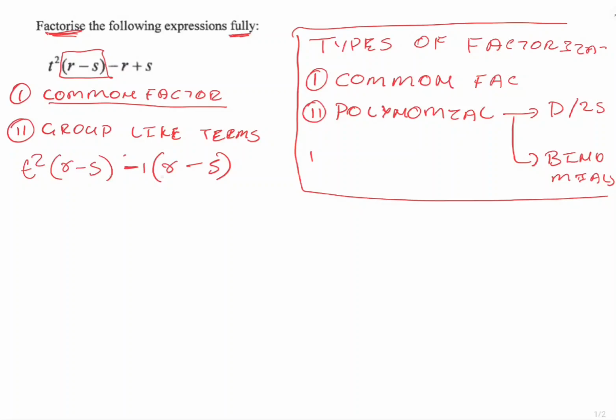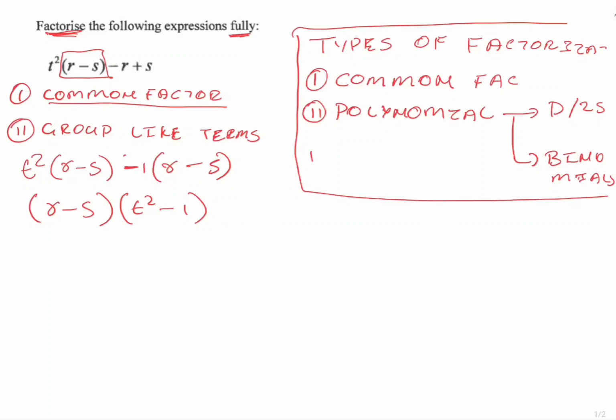If you look closely now, we have two like terms. So what do you do if you now have a bracket with an r minus s and also another one? You write 1 times (r minus s). Then on your second bracket, what do you write? You write everything that is outside the brackets of r minus s. So you're going to have t squared minus 1.